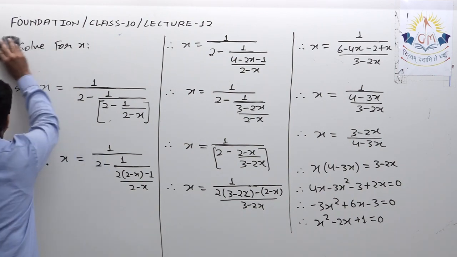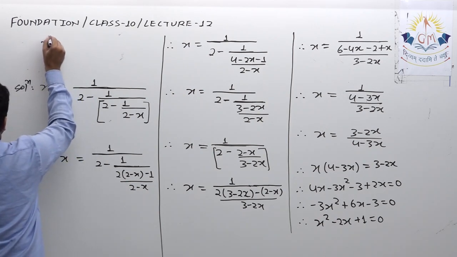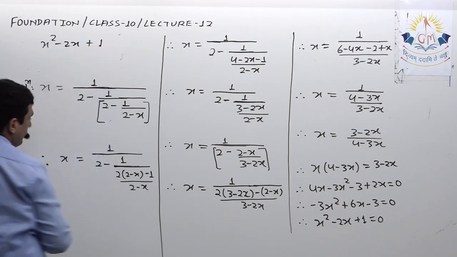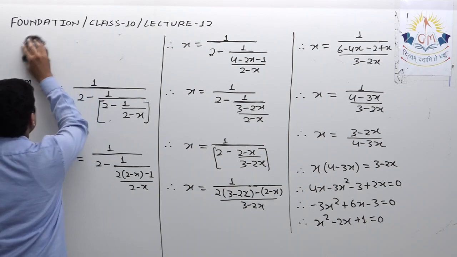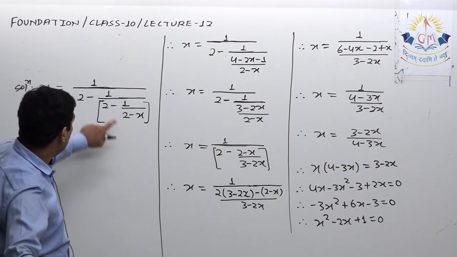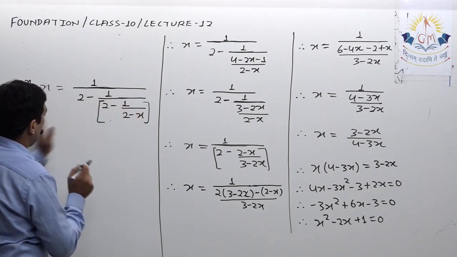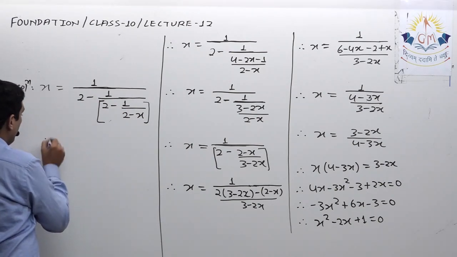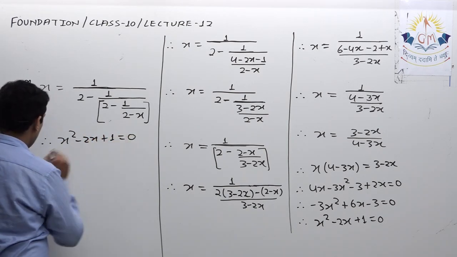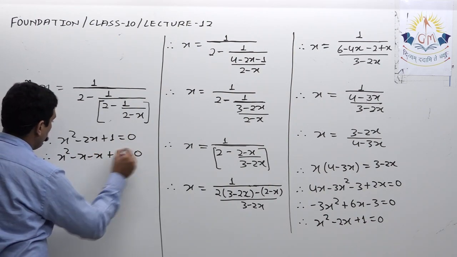Okay, now let us see its solution further. This is x square minus 2x plus 1 is equal to 0. Okay, I'm solving over here so that we can check the value, by putting the value of x over here, whether these two sides are equal or not. So solving from here, therefore x square minus 2x plus 1 equal to 0. So x square minus x plus 1 equal to 0.